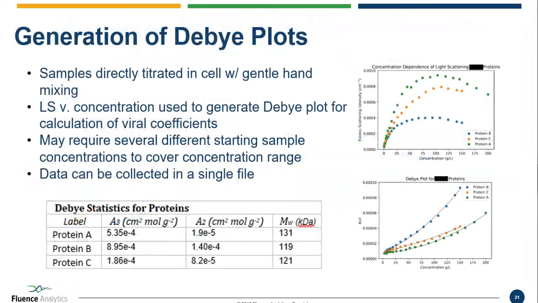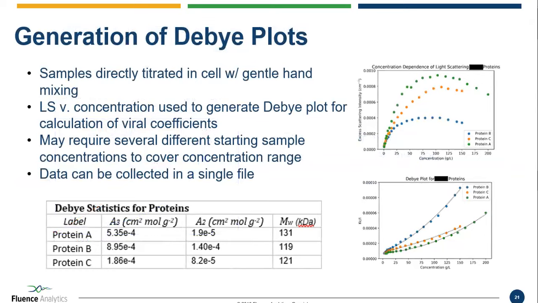For the last couple of things I want to go over, I'll talk about a few other things that are pretty simple to do with the ARGEN, but sometimes people don't think about. One is generation of Debye plots using the ARGEN. And that is fairly easy to do. Basically, how we do it in the lab is that we start with a concentrated sample that's at the upper end of the concentration range we want to probe.